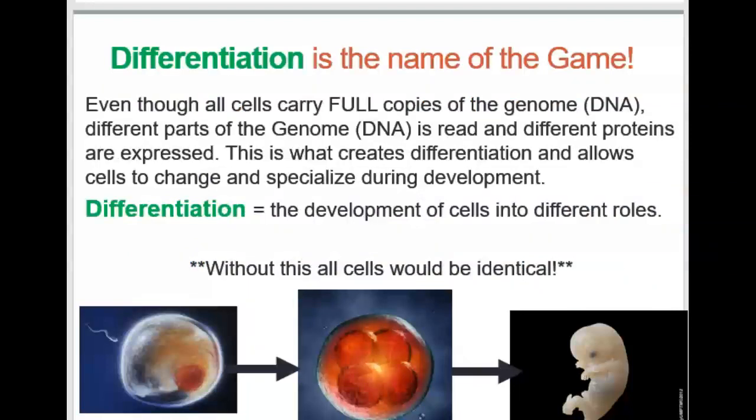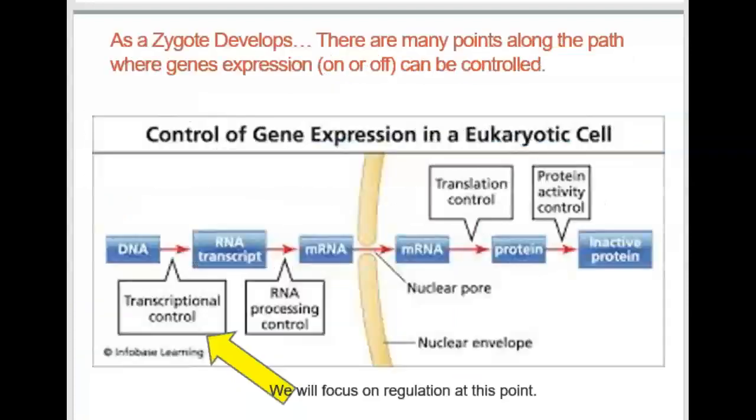Differentiation is the name of the game you need to remember. All cells carry full copies of the genome, but different parts of the genome are read and different proteins are expressed, and that's what creates differentiation. All right, so from a stem cell zygote all the way to the formed individual, there are a lot of ways that this process of turning genes on and off could happen. There are a lot of points along the pathway from DNA to a protein where it could happen, and even beyond that, you can change the structure of a protein. We'll talk about that in a second. But we're going to be focusing on what happens at transcription.